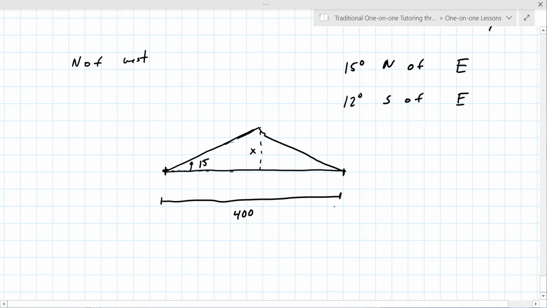Okay, so they're 400 miles apart. This is kind of like the one we just did though. And they're both heading to this island offshore. Here's boat 1. Here's boat 2.